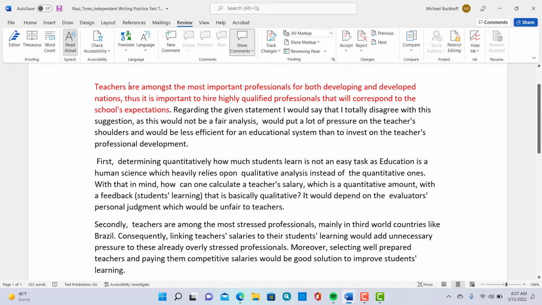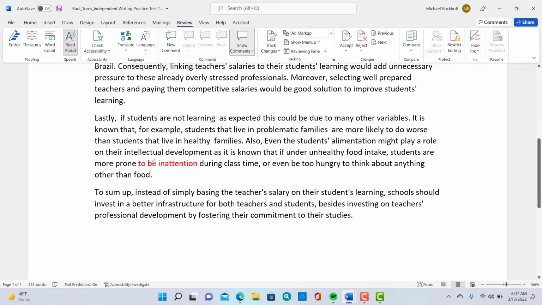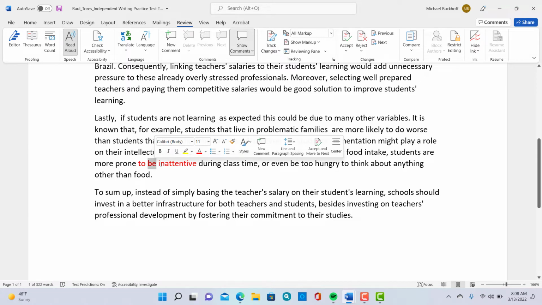So, error number 1: teachers are amongst the most important professionals for both developing and developed nations. Thus, at this point, you need a semicolon or a period to separate those 2 independent clauses. That would be one of your errors in here. The other one is here. It says students are more prone to be inattentive, and you want to make this an adjective. The reason is because you have to and then you have be. So after the be verb here, you need to use what's called a complement, and an adjective subject complement is going to be better than a noun here.